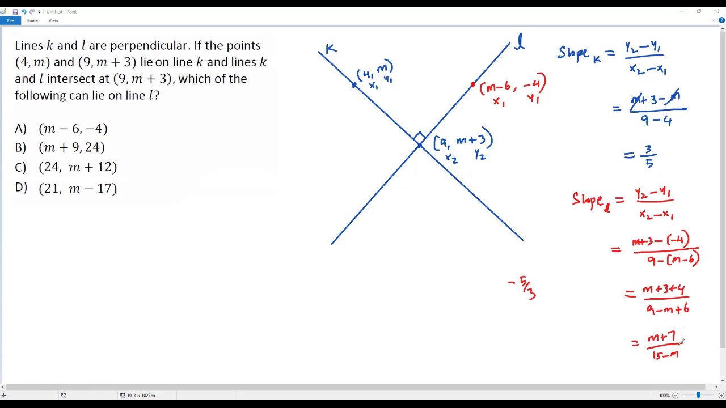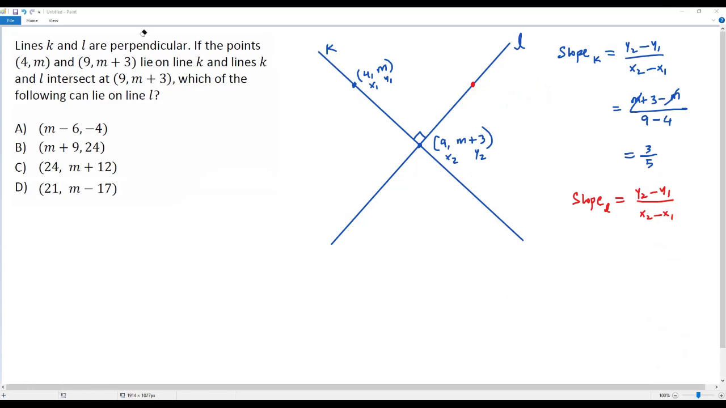But here I'm getting the slope of line L in terms of an unknown m. When I use the point in answer choice A, I don't get this slope, negative 5 over 3, for line L. So we cannot conclude the point we have in answer choice A will be on line L. Now let me erase the stuff over here. We can reject answer choice A.